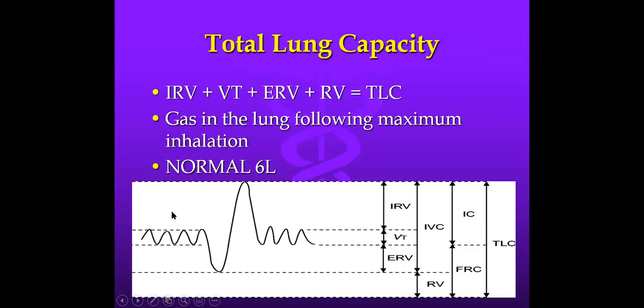Total lung capacity is IRV plus VT plus ERV plus RV. That is the TLC. That's everything, period. The gas in the lungs following a maximum inhalation. So after I inhale as much as I can, all of the gas that's in my lungs right now is total lung capacity. That's everything: RV, vital capacity, everything in my lungs. And the normal is 6 liters.